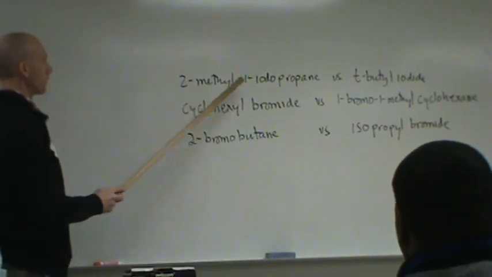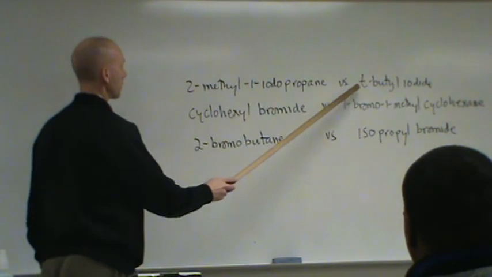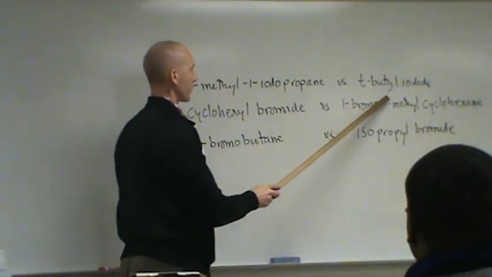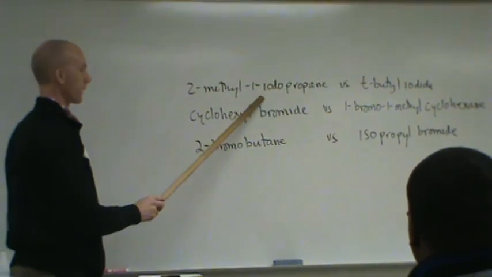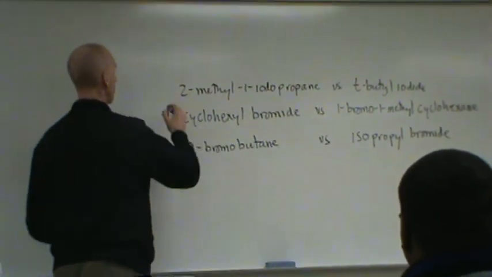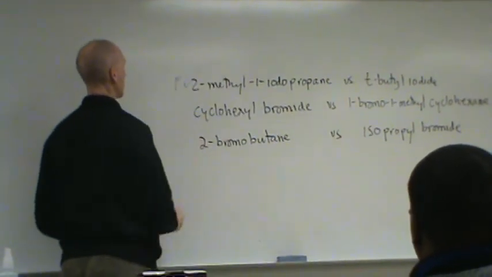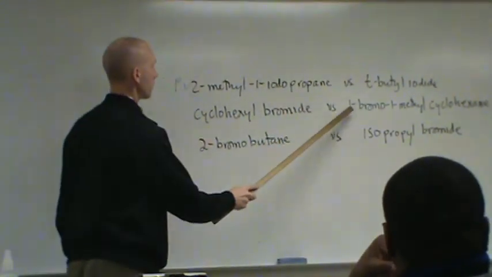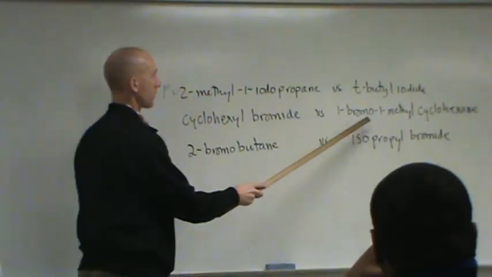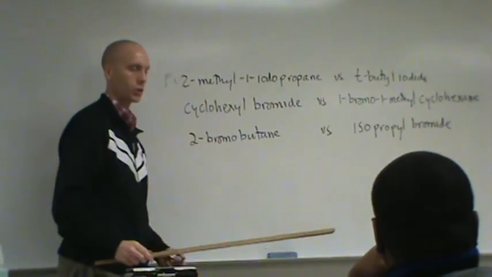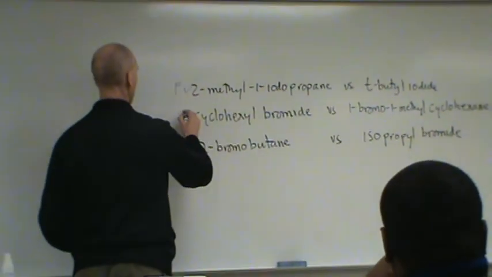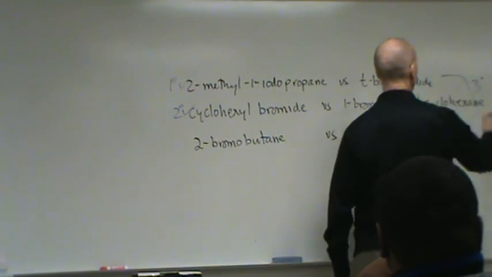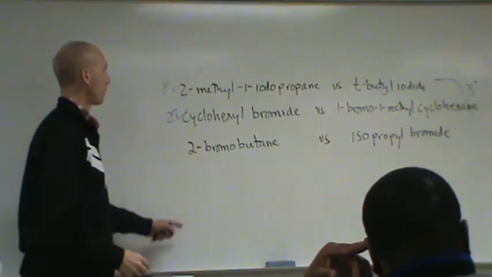About the top one here, which would be better? Which is the less steric? This one here. T-butyl's the worst, that's a tertiary. This one here is primary. This is a primary substrate, so this one here is your winner. About the second one? The cyclohexyl bromide. Here, I got an extra methyl group on the one position, so that's a tertiary. So these two here are tertiary. Remember, they're bad. What about the last one?